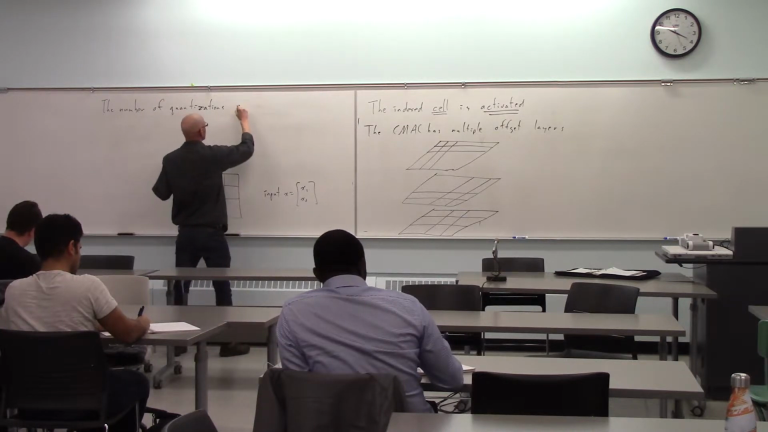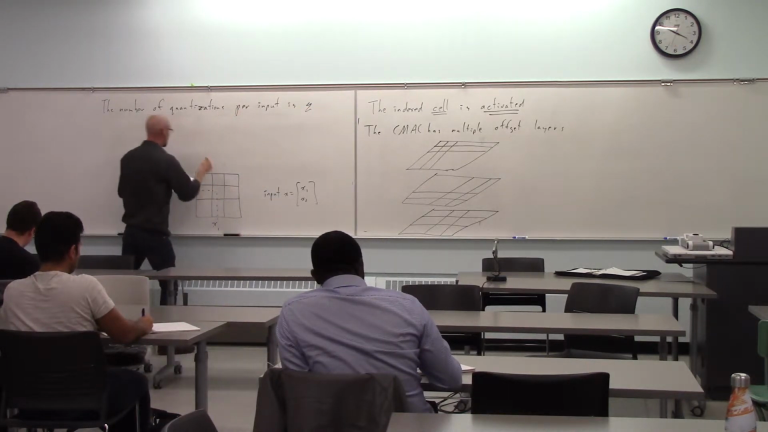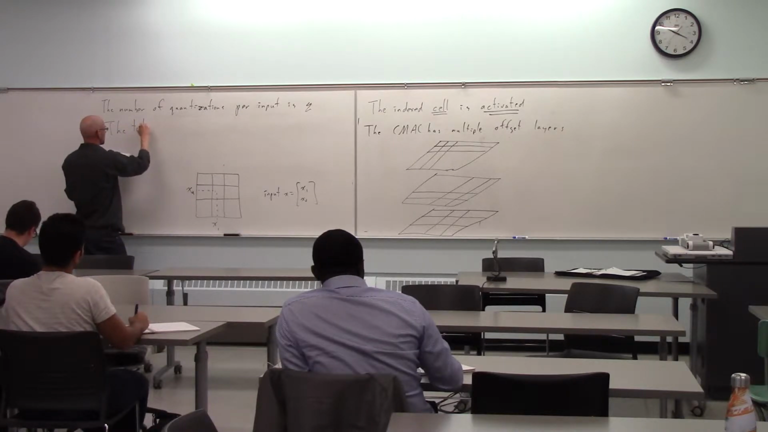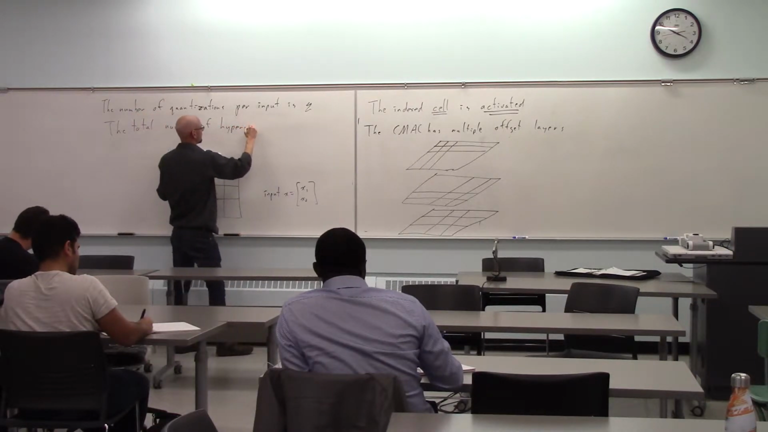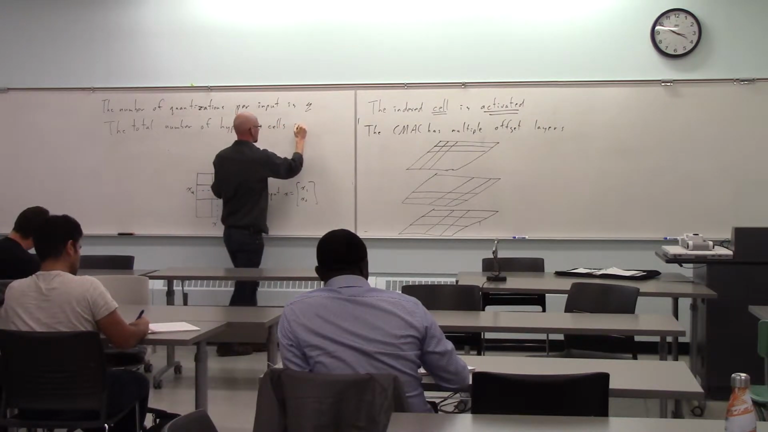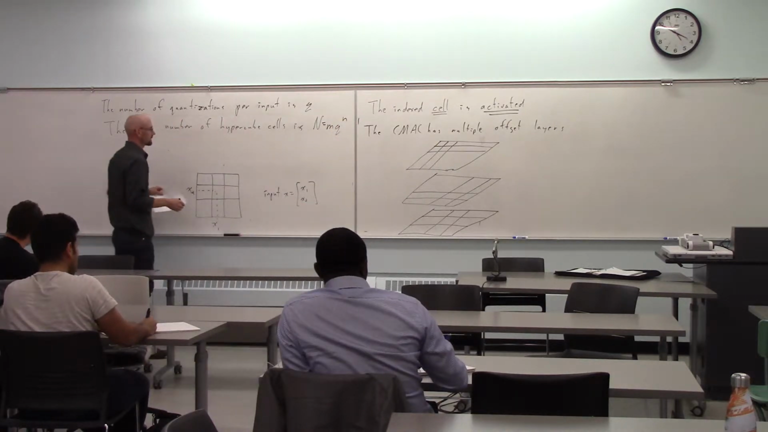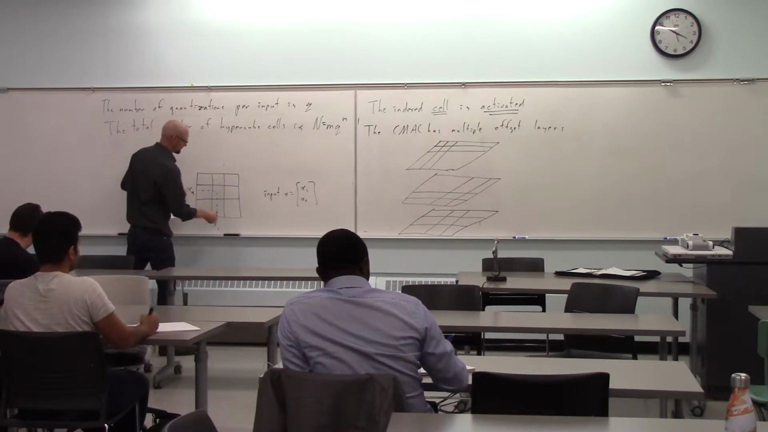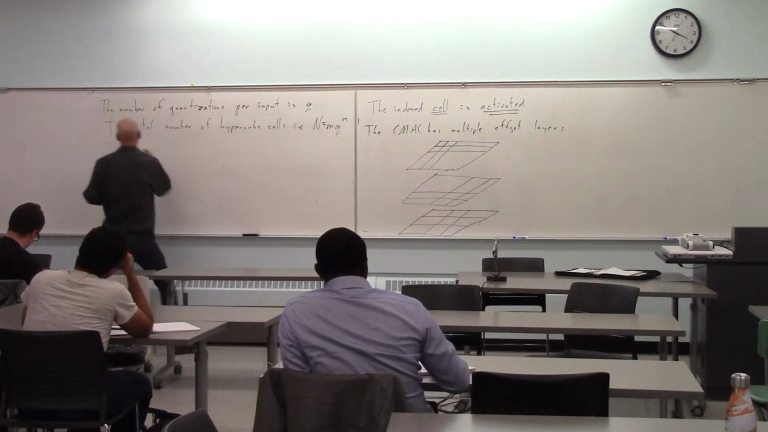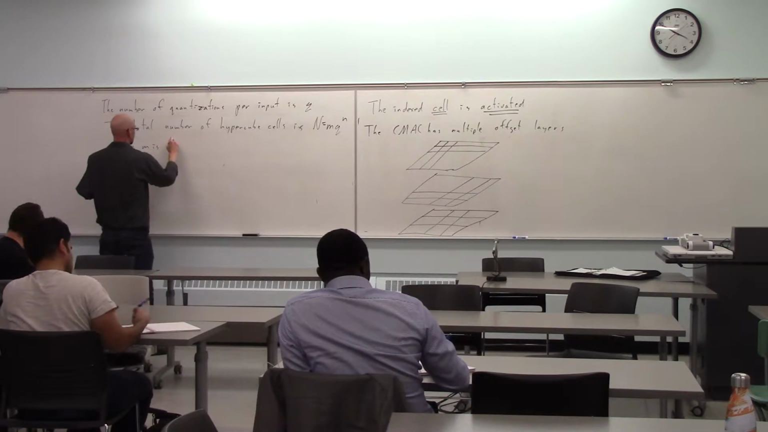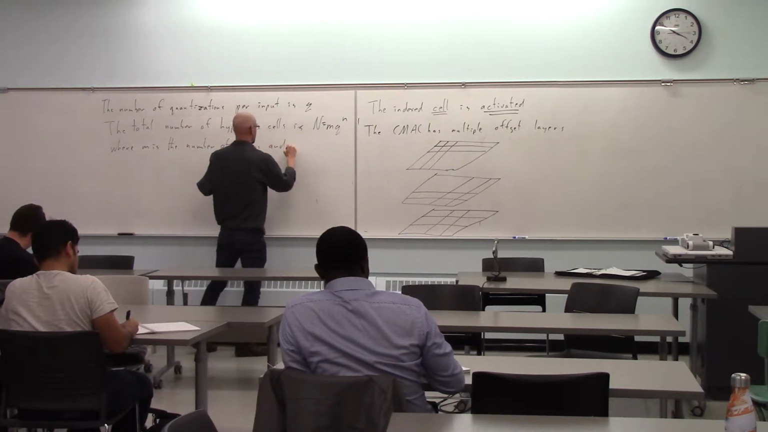The number of quantizations per input is Q, and the total number of hypercube cells is n equals m Q to the n, where m is the number of layers, and n the number of inputs.